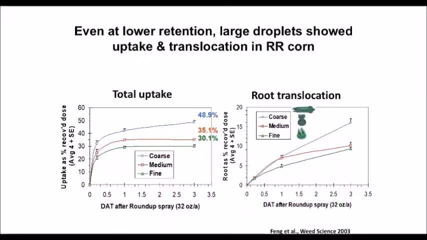So here's one of those opportunities with glyphosate where we can push towards those larger droplet sizes without giving up any efficacy, and yet we're also going to be mitigating or reducing the drift potential at the same time.